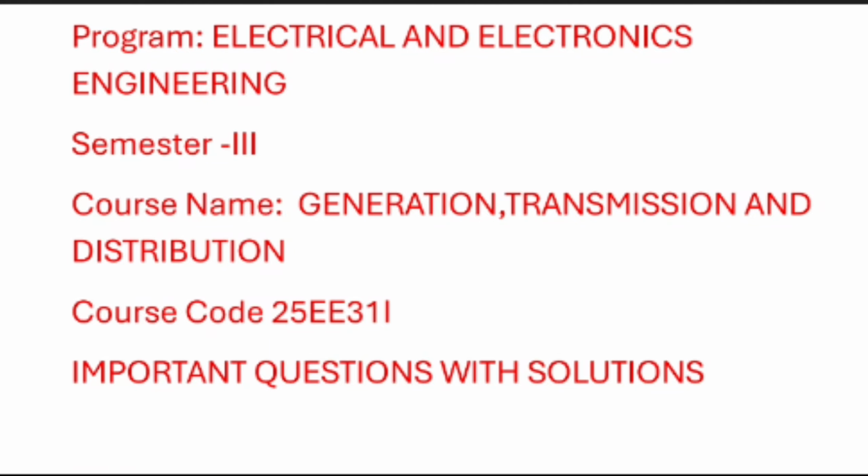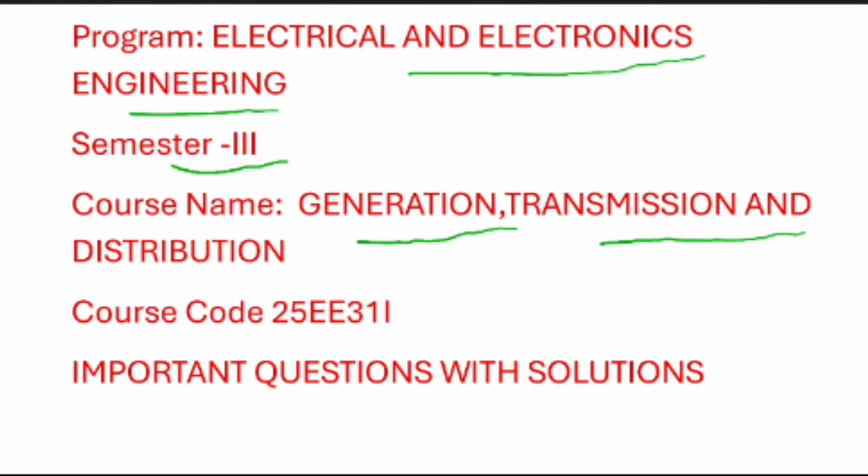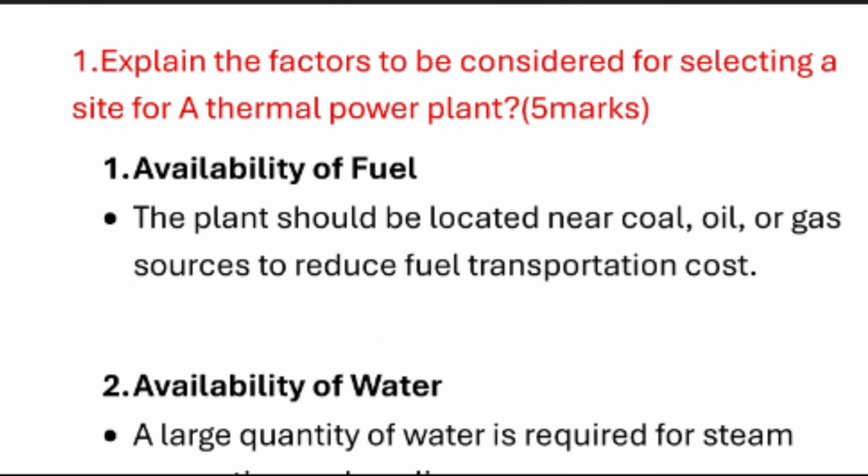This is an electrical and electronics engineering third semester. Subject name is Generation, Transmission and Distribution. Subject code is 25EE31I. Important questions with solutions for third semester CIE and external exam. The first question is 5 marks.